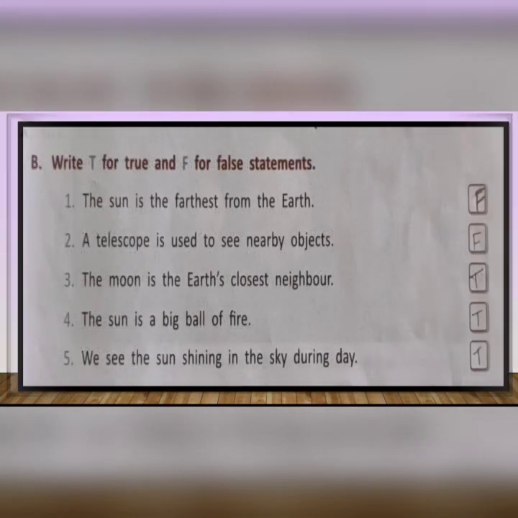Next, moving to question B, write T for true and F for false statements. Number 1, the sun is the furthest from the Earth. It is false, so write F. Number 2, a telescope is used to see nearby objects. False. Number 3, the moon is the Earth's closest neighbor. True. 4, the sun is a big ball of fire. True. Number 5, we see the sun shining in the sky during day. True. First statement false, second false, third true, fourth true and fifth false.